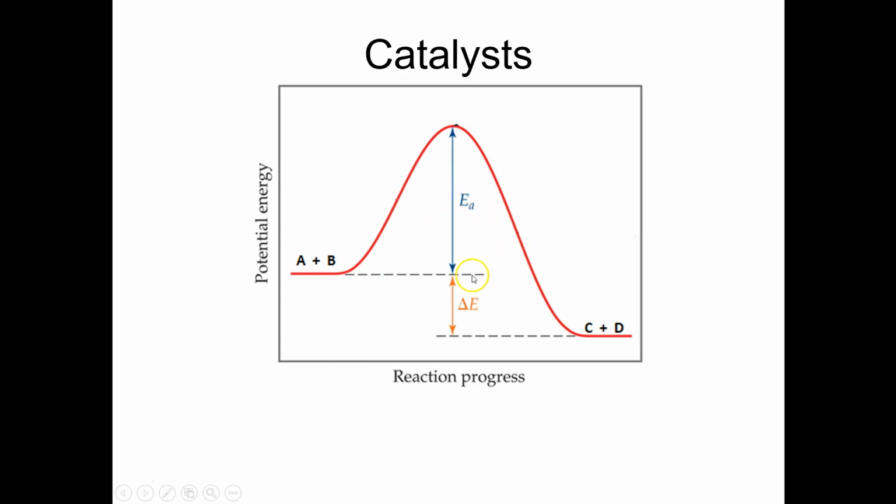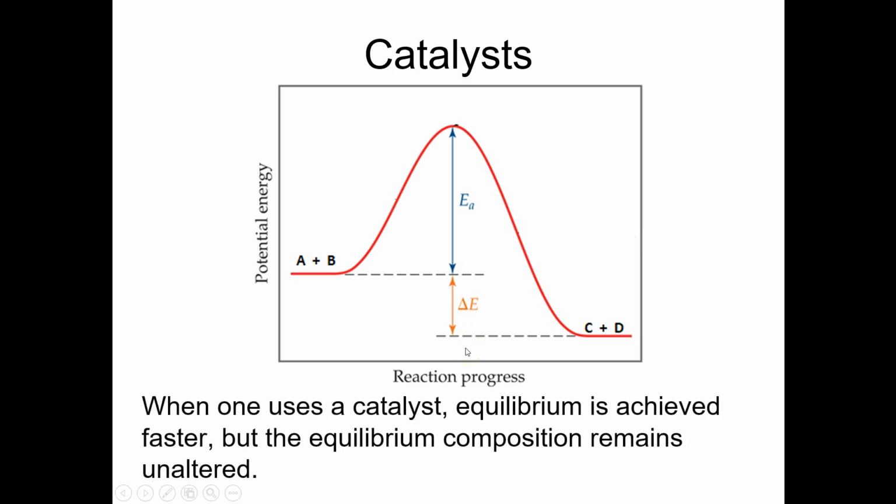A catalyst does not do anything to change the relationship between the potential energy of the reactants and the potential energy of the product. Rate is dependent on the activation energy. Equilibrium, the equilibrium constant, is dependent on the difference in delta G between reactant and product. A catalyst will change the value of activation energy. A catalyst will not change the value of delta G.